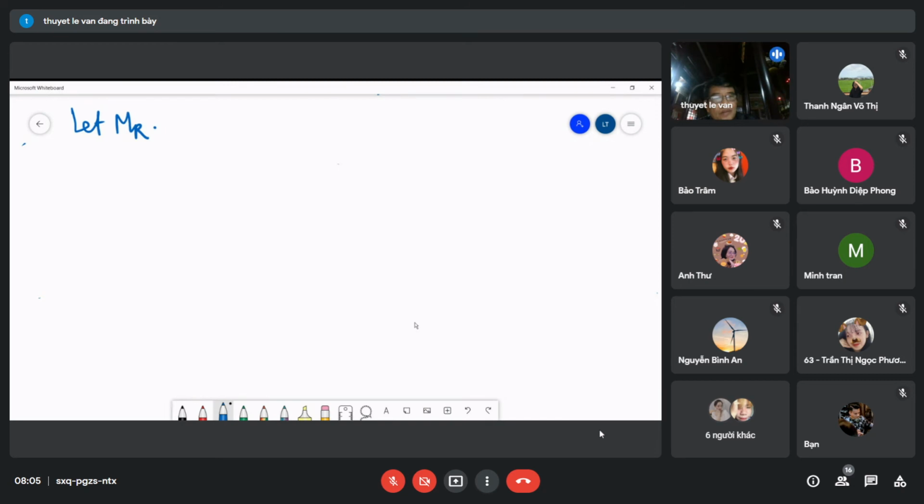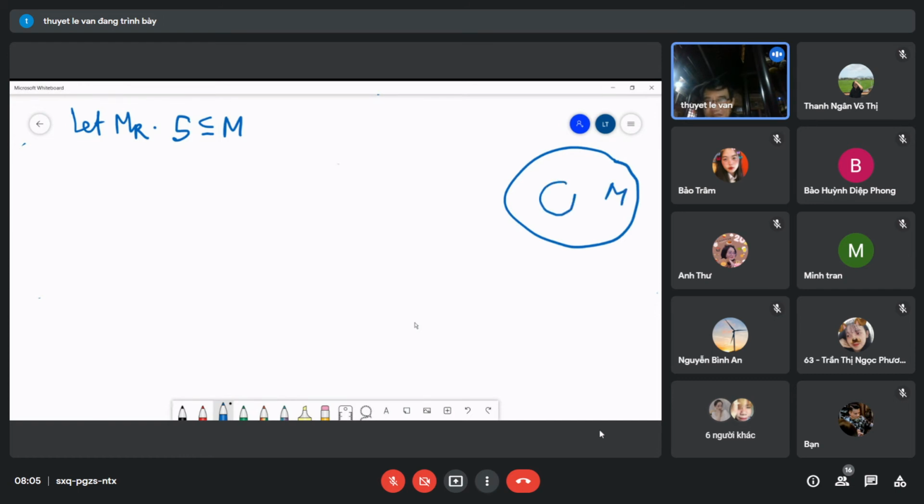So let M be a right R-module, and we take S a subset of M. When you take M here and then S here, sometimes S is a submodule of M, and sometimes S is not a submodule of M.